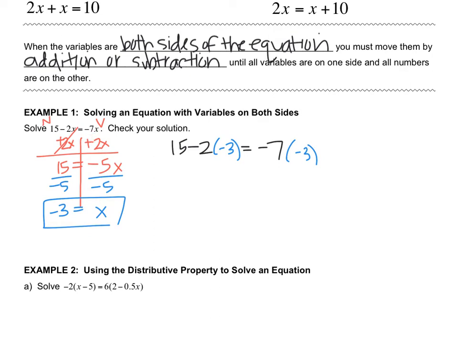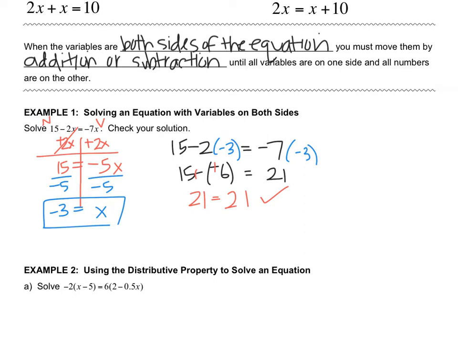This is going to be 15 minus negative 6, and that equals positive 21 on the right, negative 7 times negative 3, and then you just double check your integer rules. 15 minus negative 6 turns to 15 plus positive 6, and 15 plus 6 is 21, so you get 21 on the left, that equals 21 on the right, and we're all checked, and we can move on to example 2.